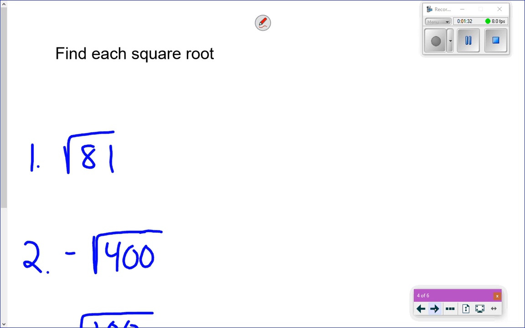Okay, the next one says find each square root. So number 1, it says the square root of 81. We need to simplify that. You can put these in your calculator, but you're a college algebra student, so you should be able to know this off of the top of your head. So the square root of 81 is 9. Again, if you want to double check and use your calculator for that, it'd be really nice though if you could try it without a calculator first.